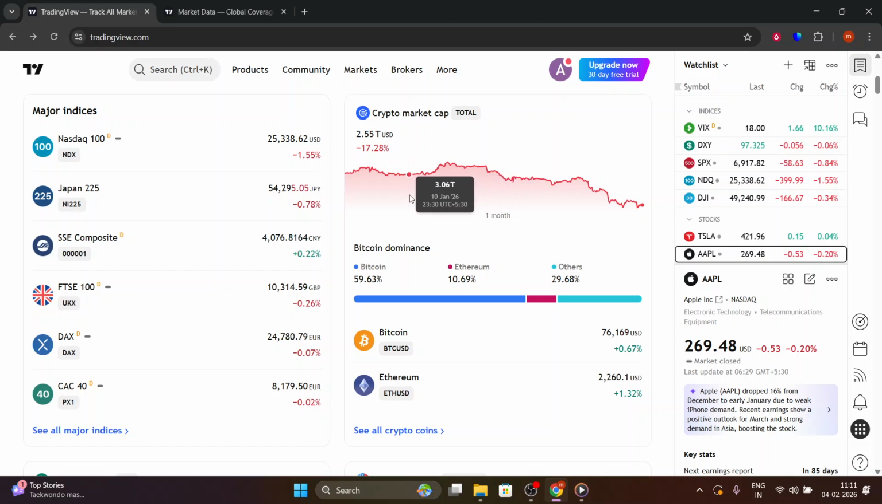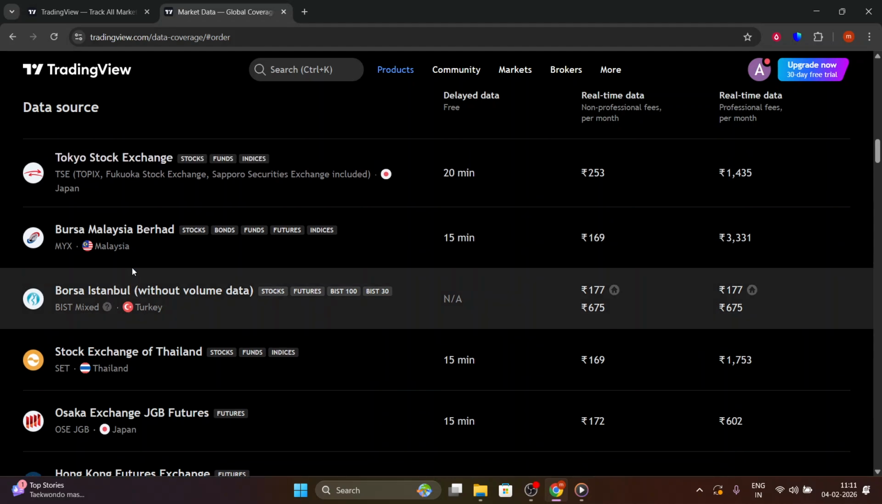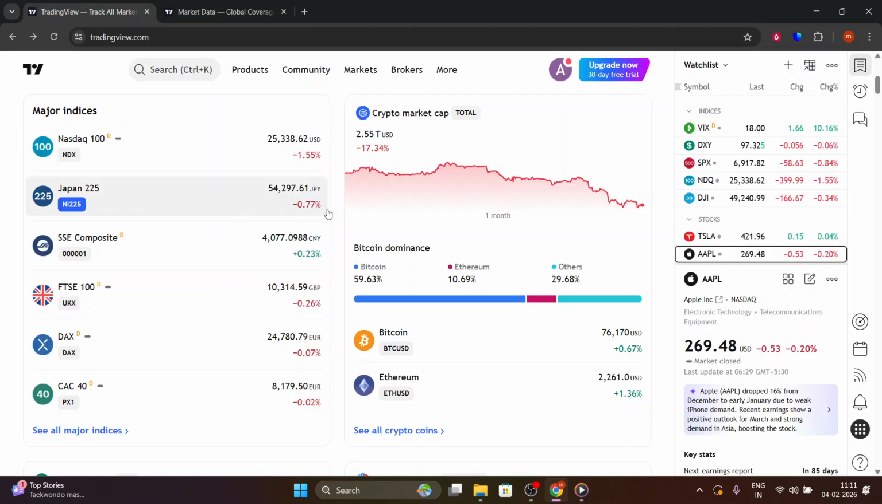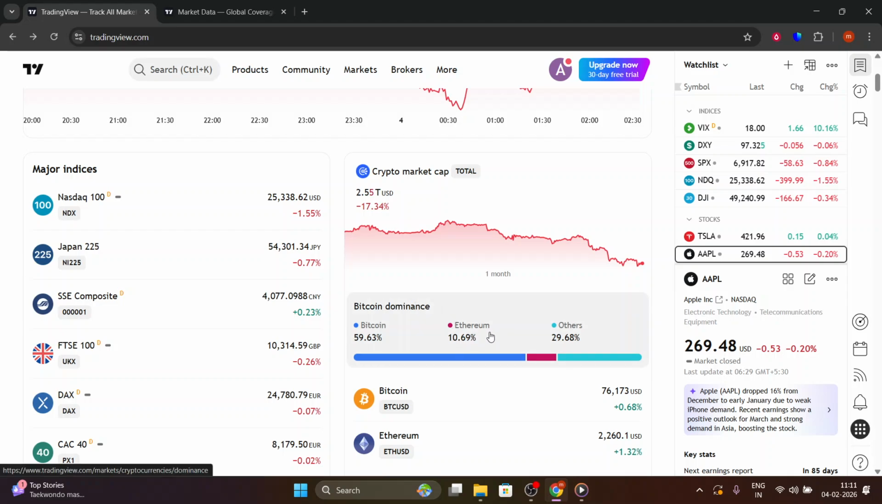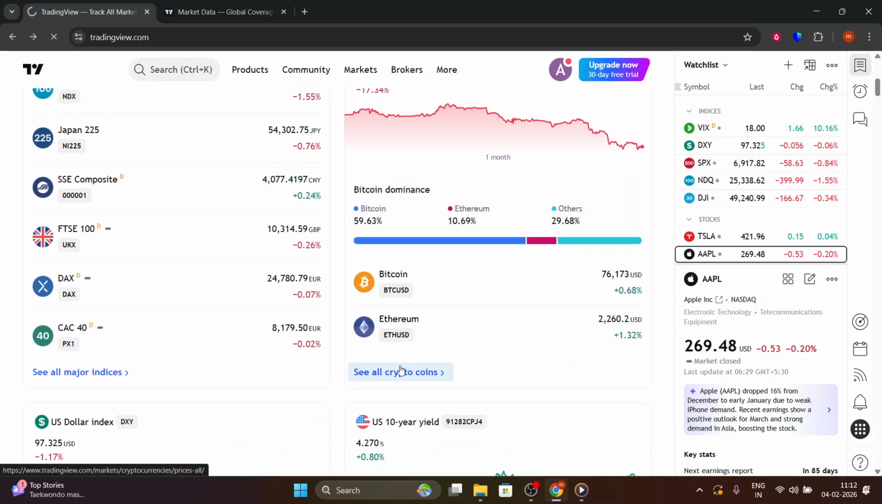To wrap up, you have 3 clear paths: subscribe to the specific stock and futures exchanges you need, connect a funded broker to leverage their live feed, and rely on the platform's built-in real-time data for crypto. Pick the combination that fits your markets and start trading with confidence.